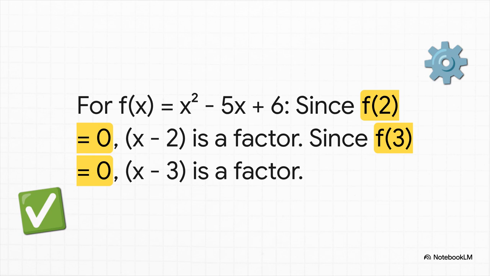Let's see this thing in action. Say we have the polynomial x squared minus 5x plus 6. Let's test the number 2. We plug it in, do the math, and we get 0. Boom. The factor theorem just told us that x minus 2 is a factor. Now let's try 3. We plug it in and we get 0 again, so x minus 3 is also a factor. We just cracked the whole thing.